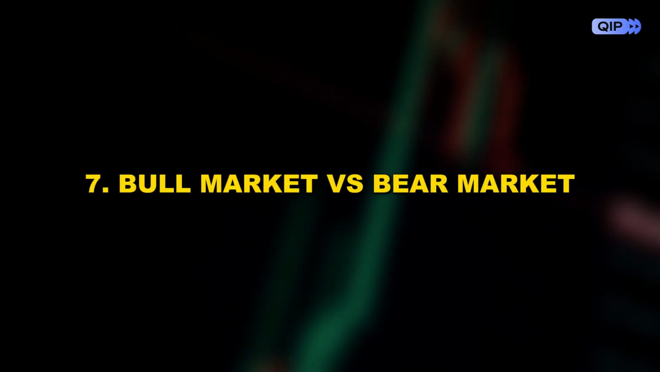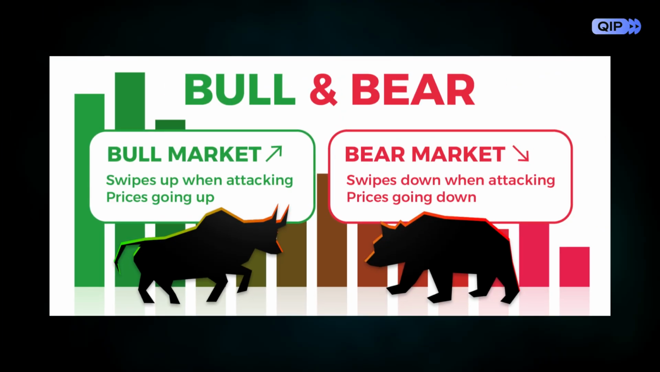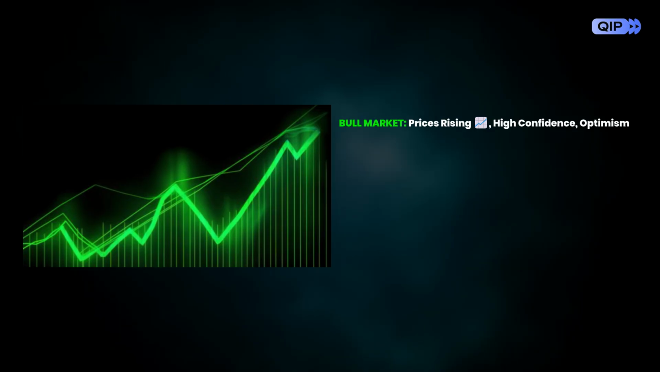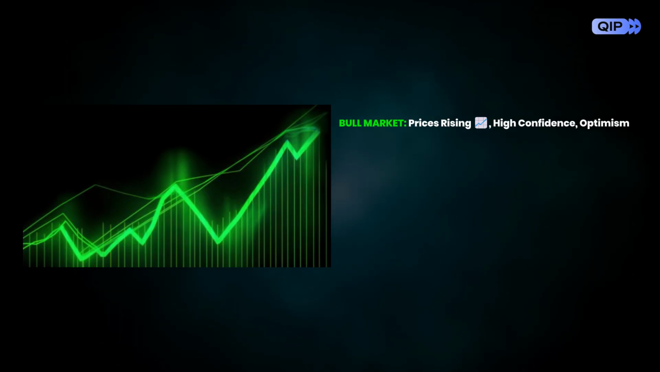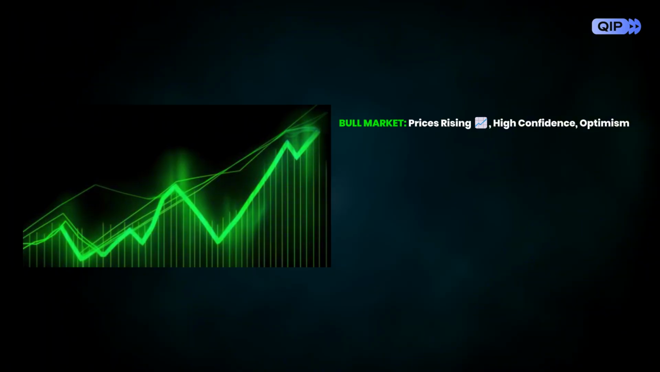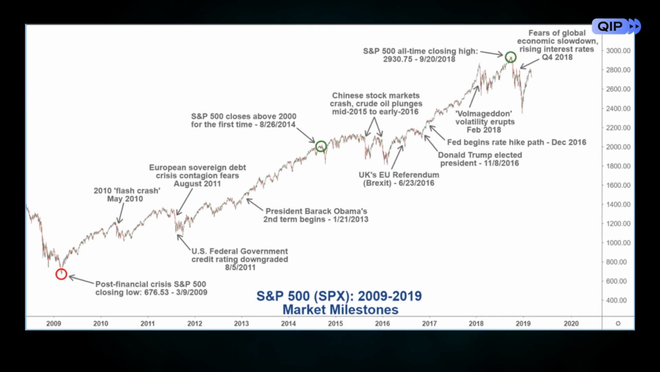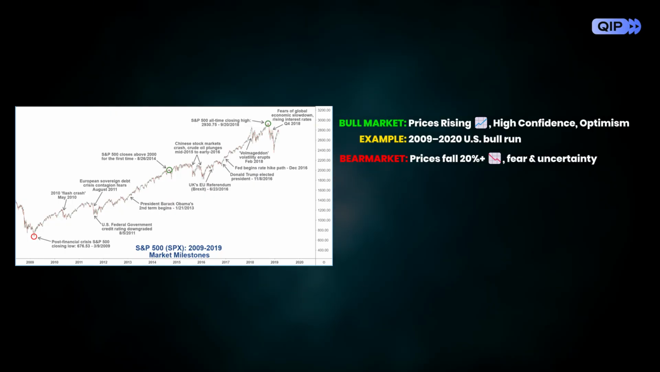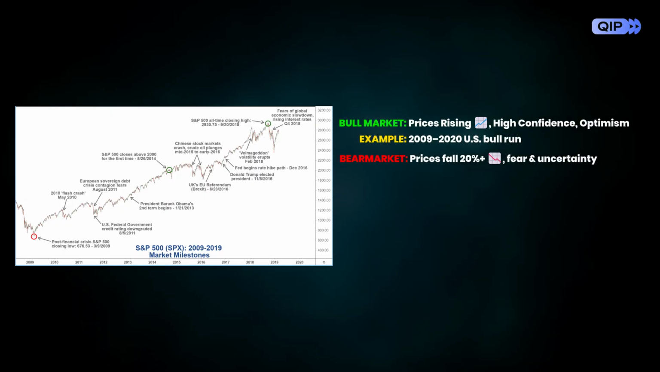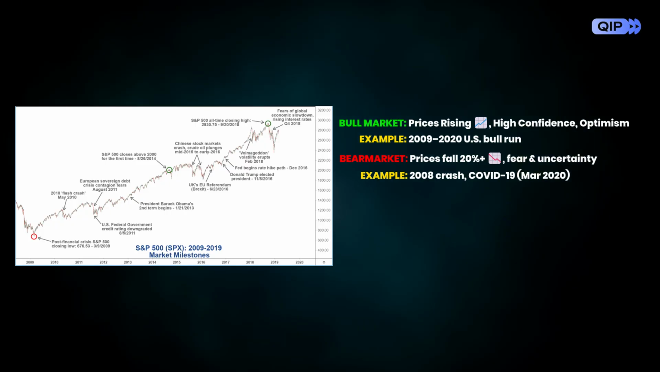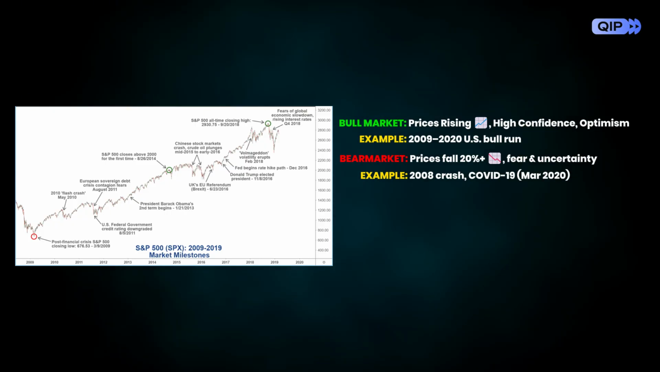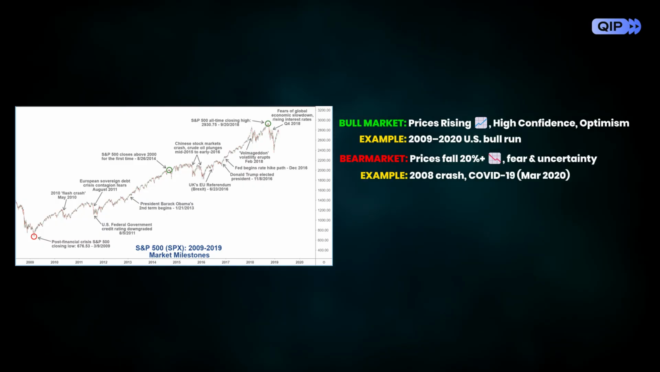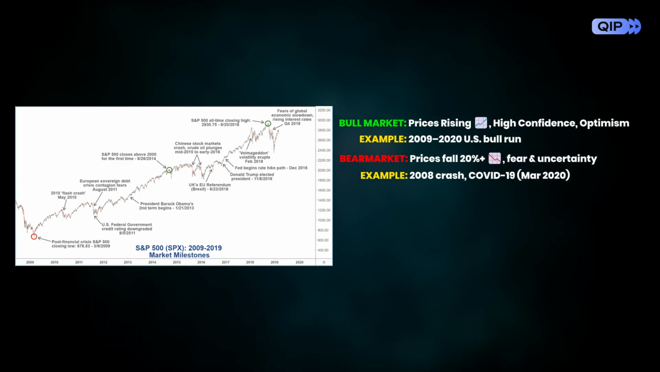7. Bull market versus bear market. These terms describe the overall direction of the market. A bull market is when prices are rising steadily, investor confidence is high, and the outlook is optimistic. For example, the U.S. stock market was in a bull run from 2009 to 2020. A bear market, on the other hand, is when prices drop 20% or more from recent highs, like during the 2008 financial crisis or the COVID-19 crash in March 2020. Knowing which phase we're in helps you adjust your investing strategy accordingly.